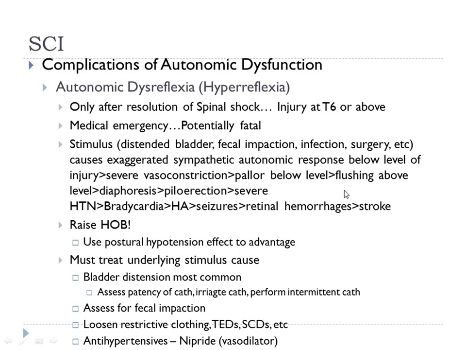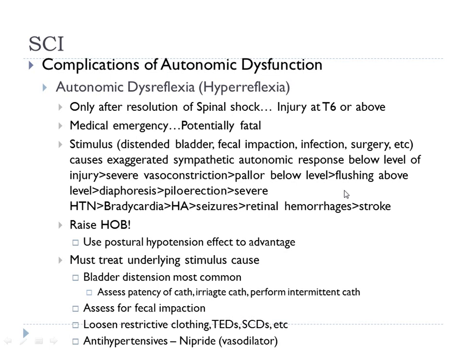After spinal shock and neurogenic shock have resolved, another complication can occur, which is called autonomic dysreflexia. Usually this will only occur if the patient has had a spinal cord injury at T6 or above. What happens is that somewhere below the level of injury, there's some sort of stimulus. And the stimulus is usually overfilled bladder distension, or constipation or fecal impaction.